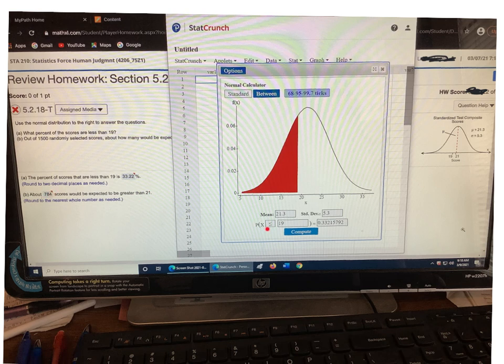So again, you make that a greater than 21, whatever the decimal is, you multiply it by 1,500, and it comes out to 784. Hope that helps.